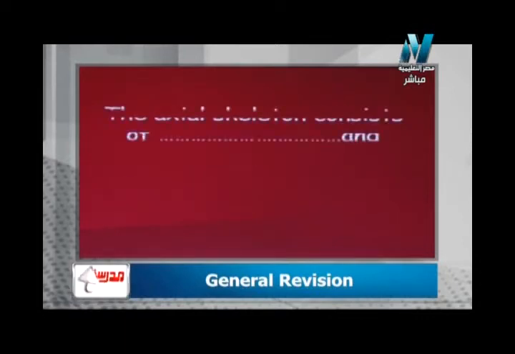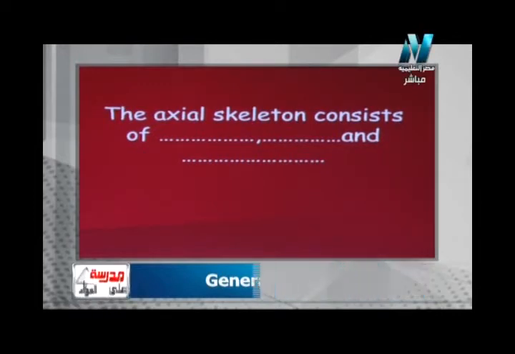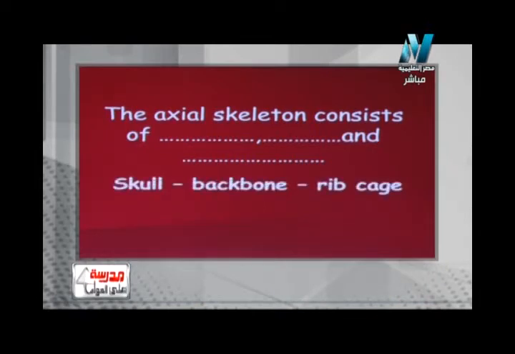Another question says that the axial skeleton consists of three main parts, which are skull, backbone, and rib cage. Skull, backbone, and at last rib cage. Again, the axial skeleton consists of skull, الجمجمة, backbone, العمود الفقري, and the rib cage, القفص الصدري.